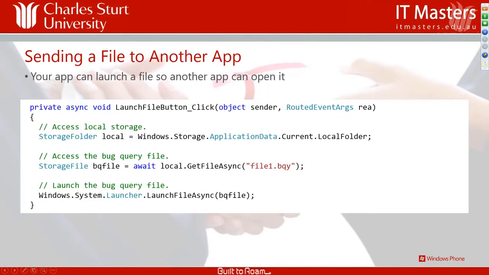In terms of launching it or sending a file to another application, we literally have to get a reference to the local file. So this might be a file that's within AppData or within the isolated storage or the local folder to our application. And here we do need to use the windows.storage namespace, as distinct from the isolated storage APIs, to get a storage file object. We can then pass that storage file object to the launch file async method.